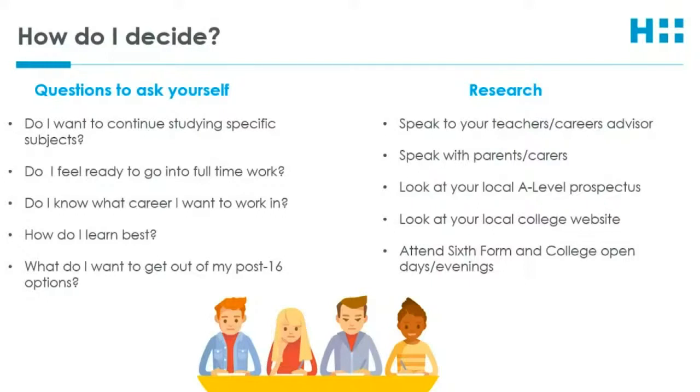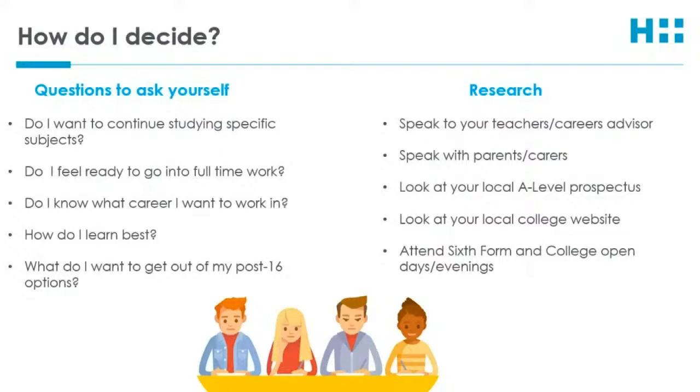Do you know what career you want to work in? If you've already got an idea of the career, you could try and work backwards. For example, if you want to be a doctor, if you go on the internet and look at what qualifications you need to be a doctor, you'll see that actually you need to have done A-levels to go on and study a medicine degree at university.